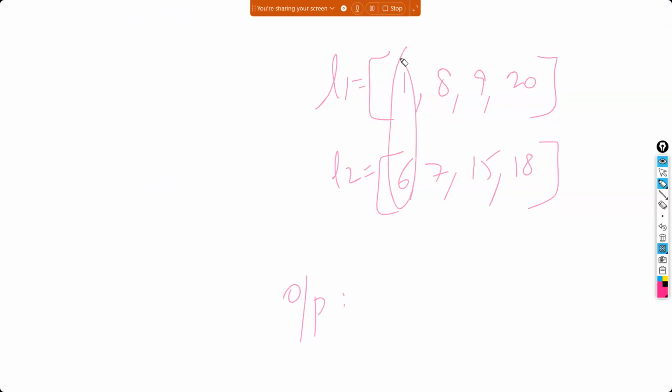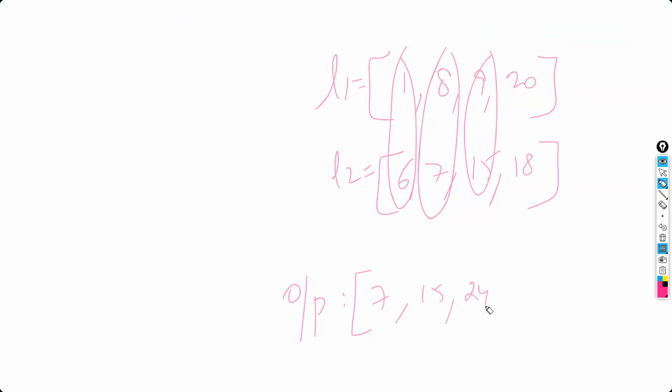is these two have to be added and the output should be 7. These two have to be added and the required output is 15. These two have to be added, 24, and these two have to be added, output should be 38. My required output should be like this. Write the program for this.